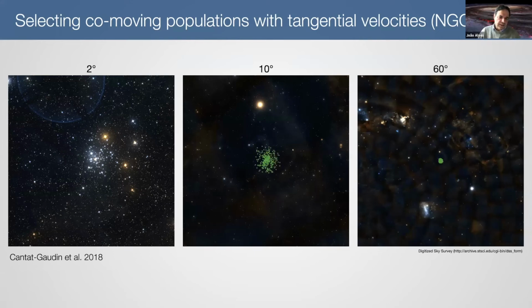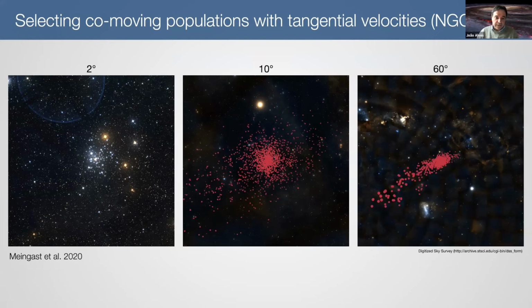this is NGC 2516, and we're seeing a 2-degree field of view here, 10 and 60. This is a cluster, defined now by Cantat-Gaudin with Gaia data. And what Stefan found is that they're really not round. At 10 degrees, they're elongated. You have to go to 60 degrees to capture the entire cluster.